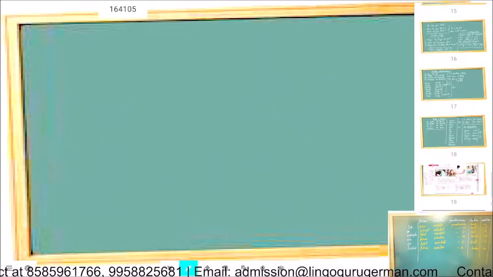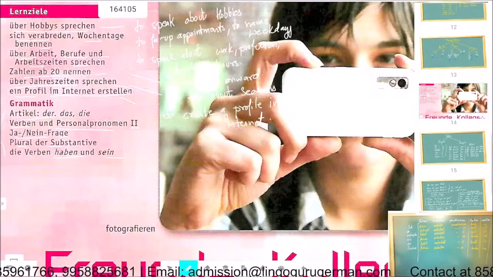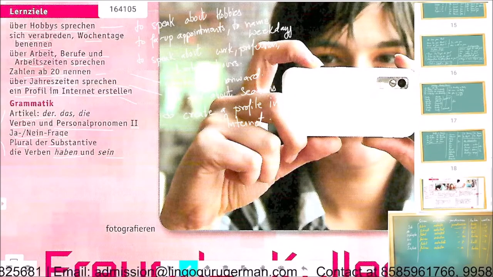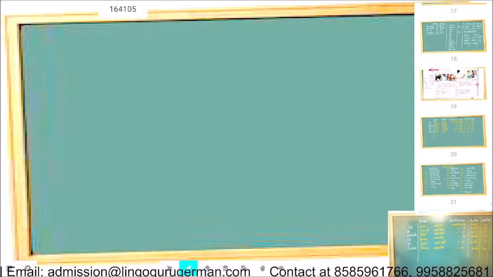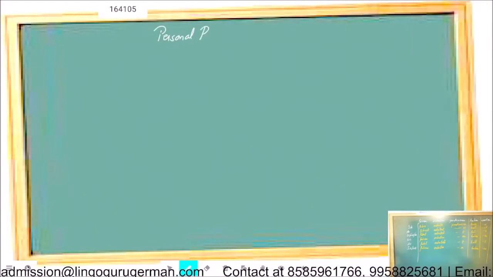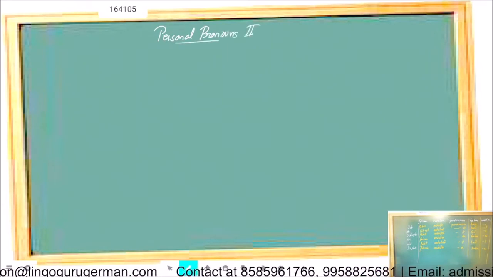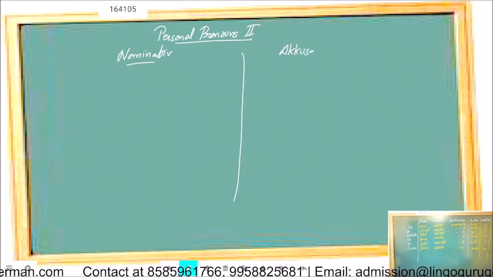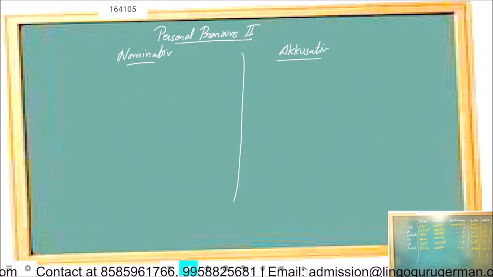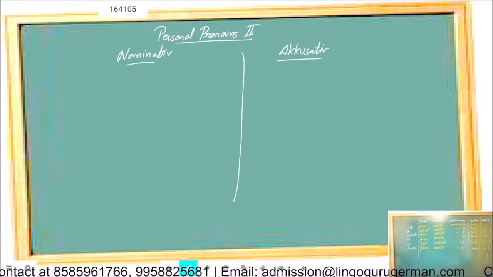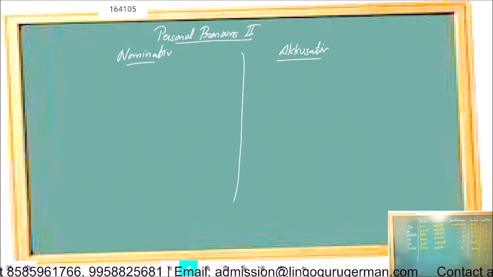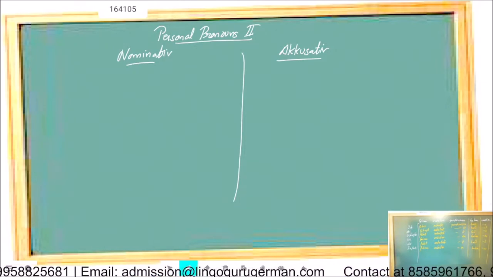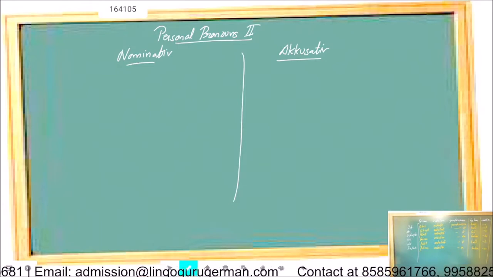The next thing to be done in this chapter, Jahreszeiten, we have done articles der, die, das. Personal pronouns too, yes. Now, personal pronouns, what do we understand by this? Ideally, we know these two categories, nominative and accusative. Nominative sentences are those where we have the subject, verb and the information. And accusative sentences are those where we have subject, object and the verb.